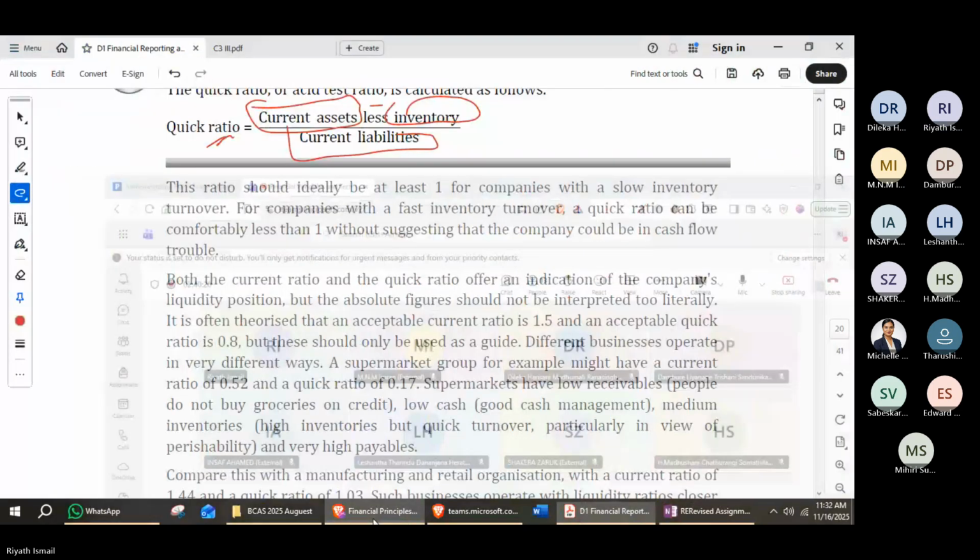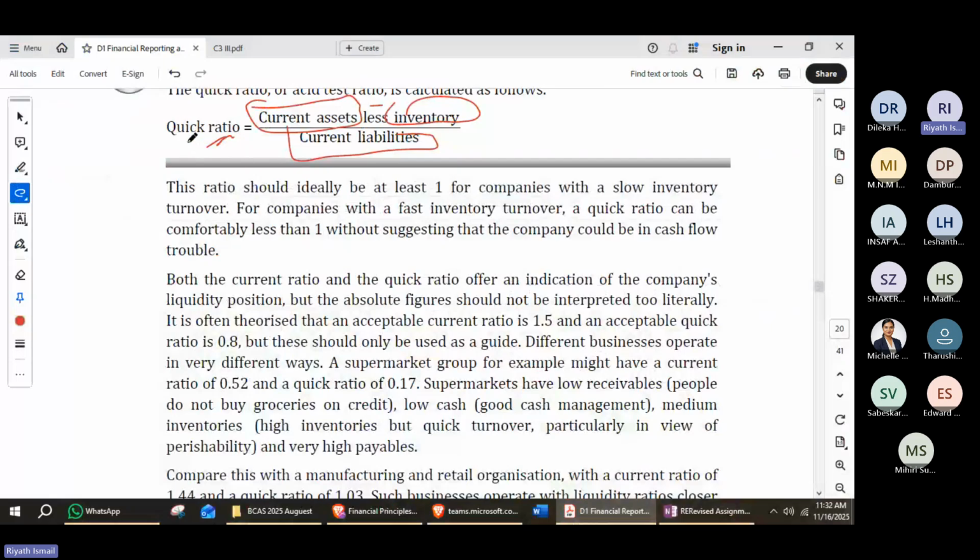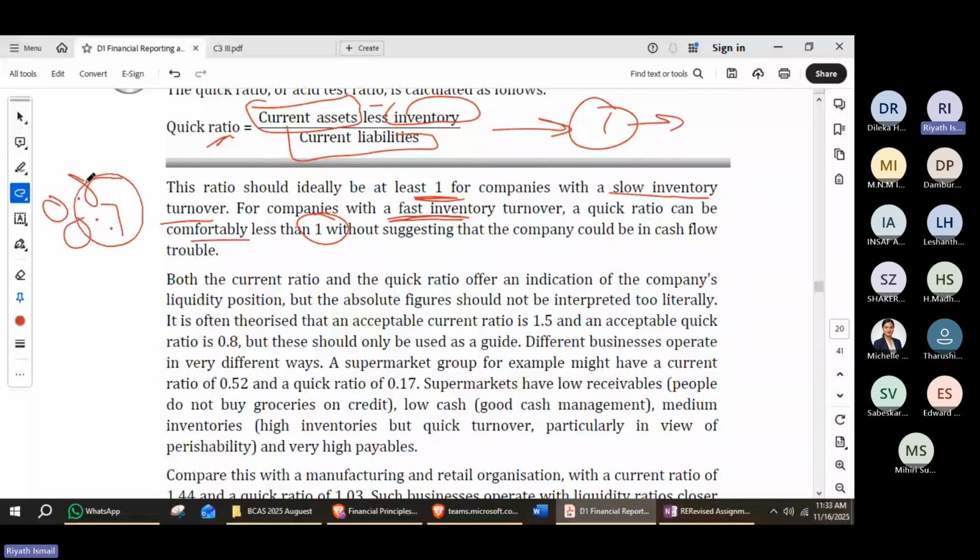Okay. The ratio right here. So this quick ratio is not necessarily more than one, or more than two, right? Ideally it is one. The ratio should ideally be at least one for companies with slow inventory turnover. For companies with fast inventory turnover, a quick ratio can be comfortably less than 1, right? Say 0.8 or 0.7 is also accepted, without suggesting that the company could be in cash flow trouble, right? So 0.7 is also acceptable.